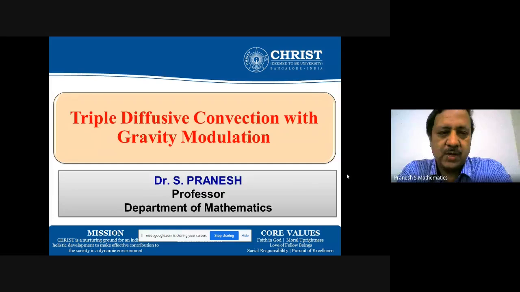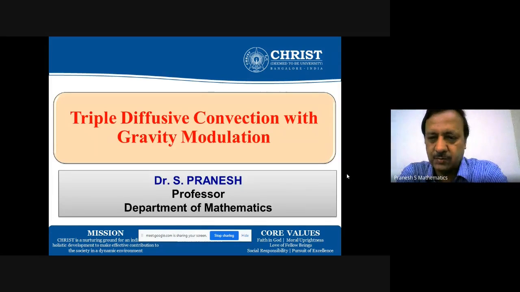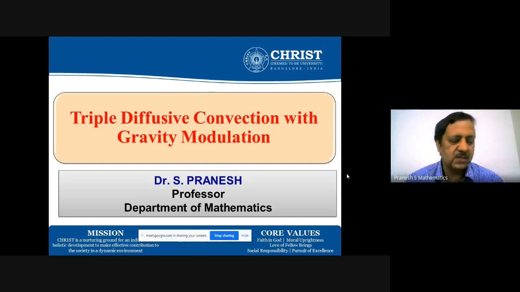So my today's topic is triple diffusive convection with gravity modulation. All of you know fluid mechanics, you might have heard about this already. Fluid mechanics is a very important branch of science and engineering. It is related to the behavior of fluids, that is liquids and gases, which are either at rest or in motion.